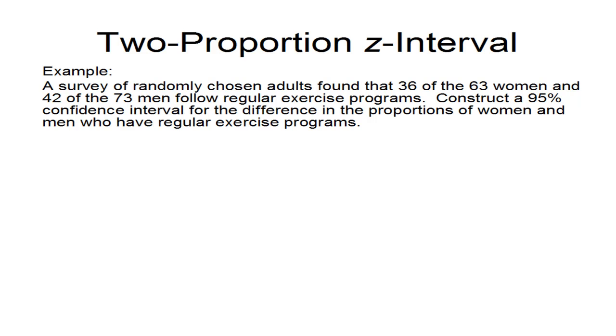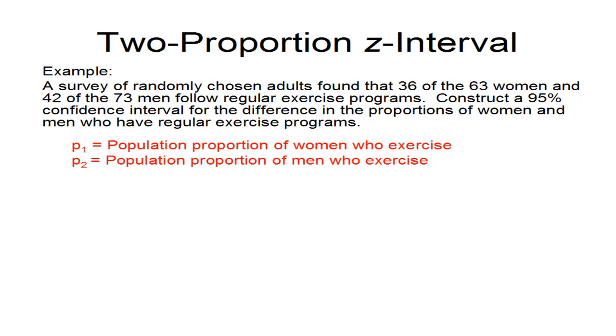Let's take an example. A survey of randomly chosen adults found that 36 of the 63 women and 42 of the 73 men follow regular exercise programs. Construct a 95% confidence interval for the difference in the proportions of women and men who have regular exercise programs. So the first thing we need to do is identify what P1 and P2 are. So I'm going to say P1 is the population proportion of women who exercise, and P2 is the population proportion of men who exercise.